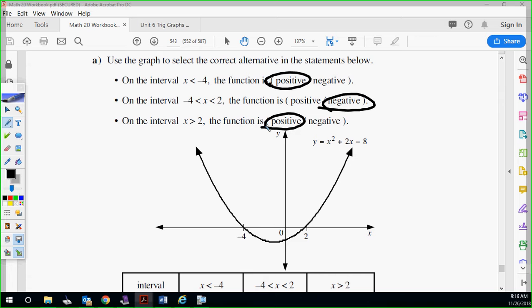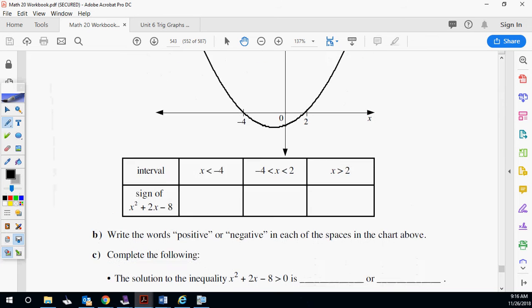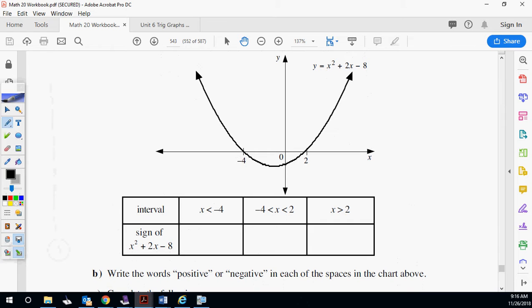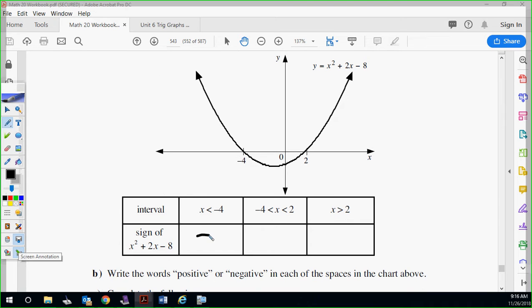Now with an interval chart, we're going to write the sign of it. Less than -4 is... sorry, I lied. Before it, it's positive, then negative, then positive. I use a symbol. It says write the words, but you can do what you like. Any questions so far? It's kind of straightforward.